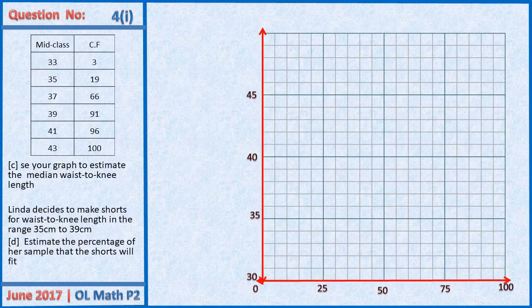I don't need to draw all of the x, y plane. I need just the section I need, which I have represented. Now, according to the mid-class values, when the mid-class is 33, the cumulative frequency is 3, then 35 and 19, 37 and 66, 39 and 91, 41 and 96, 43 and 100. I will now use a spiral. The cumulative frequency curve is like a spiraled X, a funny X, as will be shown.